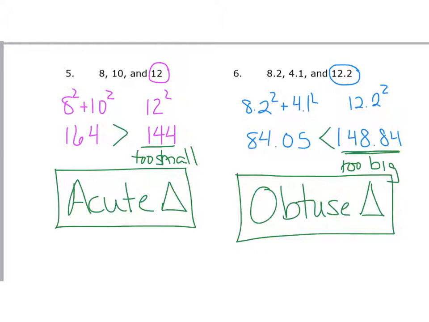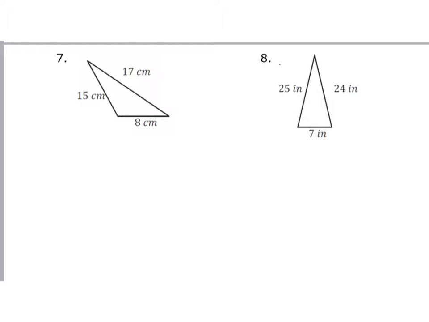All right, let's look at some with pictures. Now, when I look at number 7, I immediately look at it and say, oh, well, that's clearly obtuse. But nothing in my picture says anything's to scale. So just to be safe, I'm going to check and see if it's obtuse or not. Okay? So 17 is my longest. That means that's the one I'm going to test as my hypotenuse. So I'm going to do my 15 squared plus my 8 squared, and I'm going to see how that compares to 17 squared. Okay?